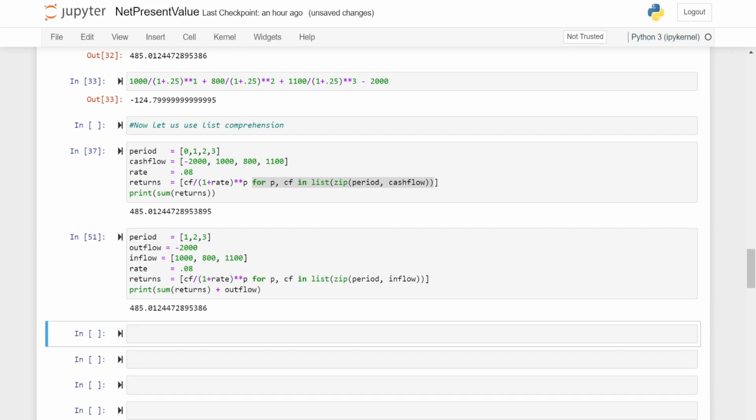Let me remove this. Now what we will do is, having understood how to calculate net present value, in the next video we will use pandas to make the format neat and clean and do this calculation all over again, considering more problems.